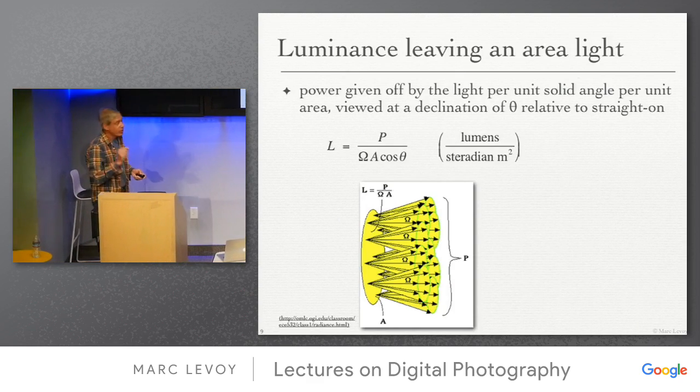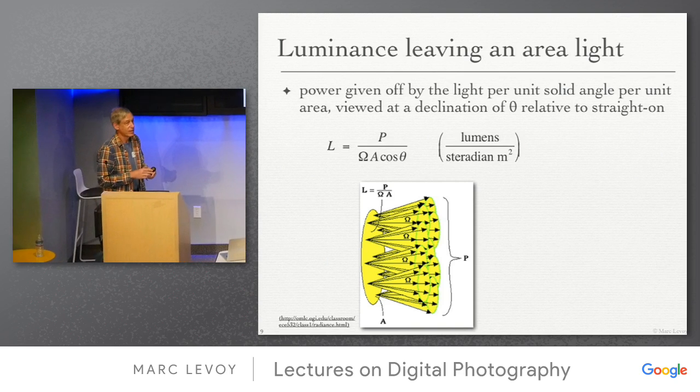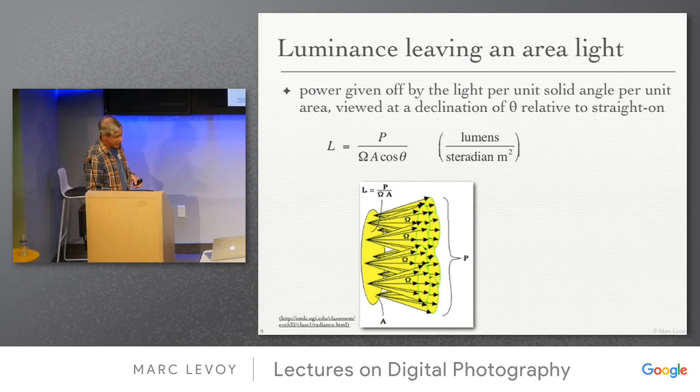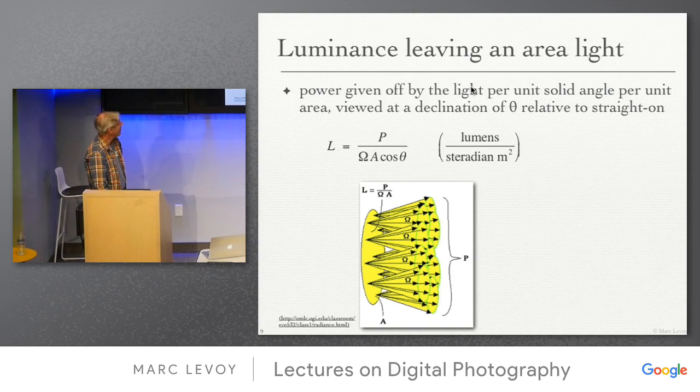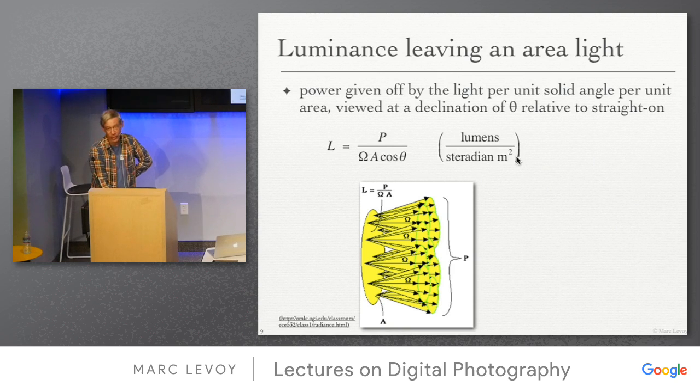Okay, so let's talk about the second measure of light. The second measure is the luminance leaving an area source. We talked about point sources, now we're talking about an area source. The luminance leaving an area source is the power given off by the light per unit solid angle, per unit area. You can see the solid angles here, and there's an area there. So it's lumens per steradian per meter squared.